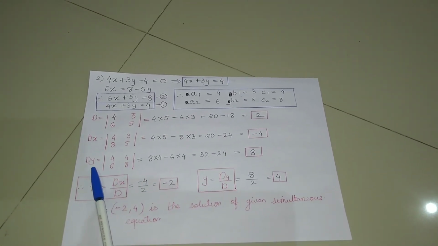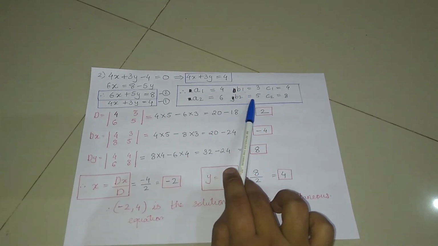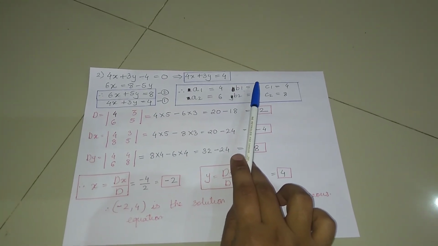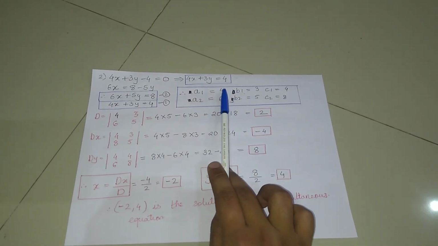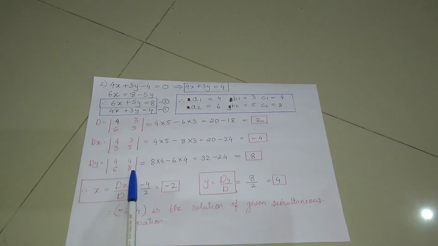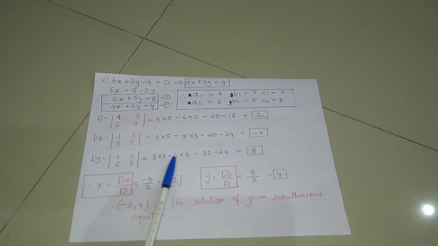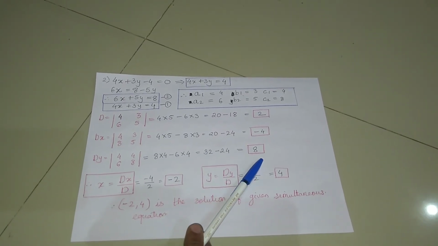How will we write dy? We will replace the y coefficient terms by the constant. So in place of this we will write 4 upon 8. So it will be 4 upon 6, 4 upon 8. Okay, so 4 upon 6, 4 upon 8 is equal to 8 into 4 minus 6 into 4, which means 32 minus 24 is equal to 8.